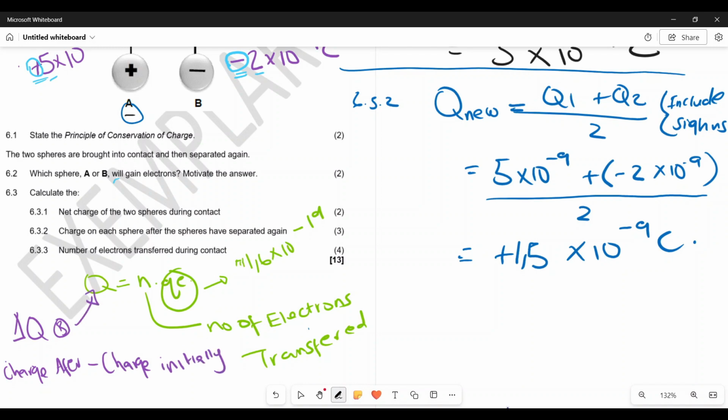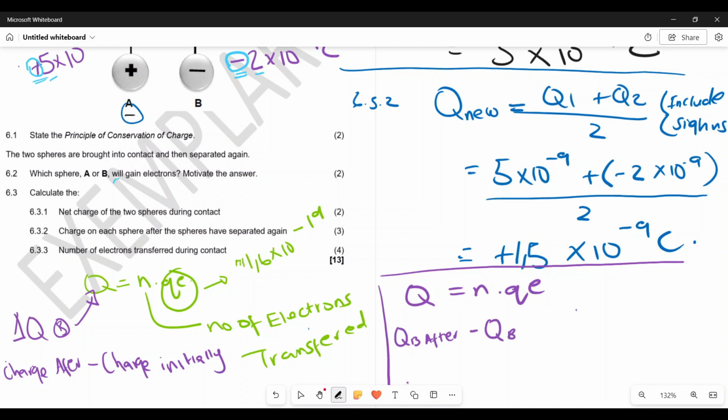So always your Q is your change in Q for either A or B. You will choose which one you want to use. I'm going to do both, but I'm going to start with B. Remember, writing that formula here, Q is going to be the charge, QB after minus the charge of B initially. This would be equal to N multiplied by QE, which is a constant, 1,6 multiplied by 10 to the power minus 19.